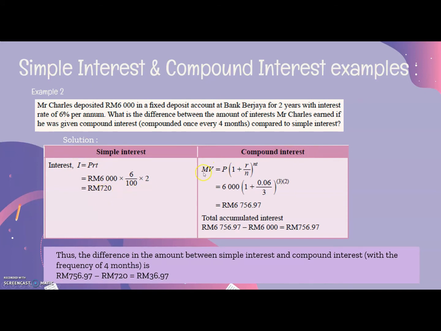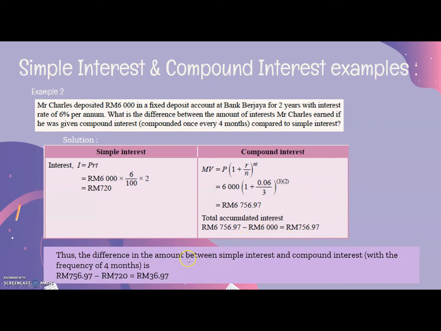For compound interest, MV equals P brackets 1 plus R over N brackets to the power of NT, where P is equal to 6,000, R equals 0.06 because of the 6% per annum, and N equals 3 and T equals 2. So the MV is equal to RM 6,756.97, and the total accumulated interest for this compound interest is RM 6,756 minus RM 6,000 equals RM 756.